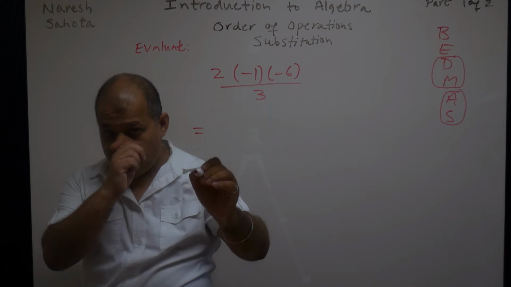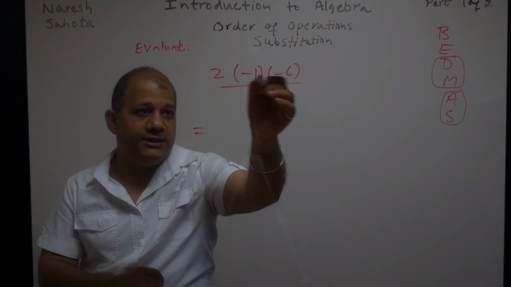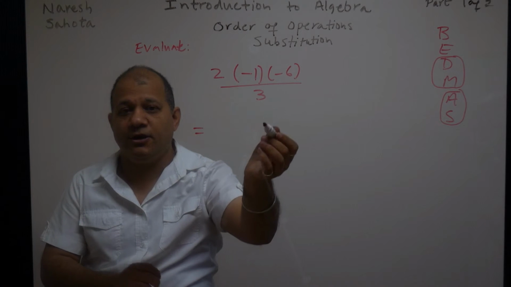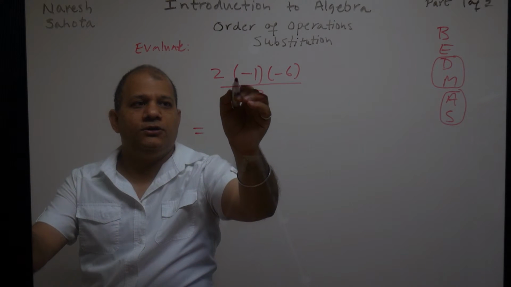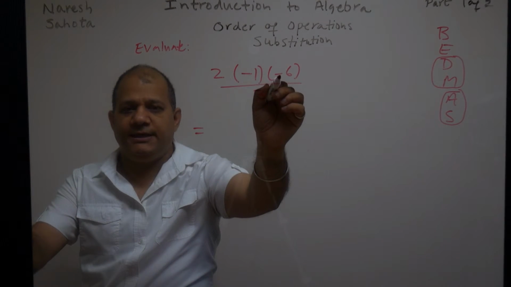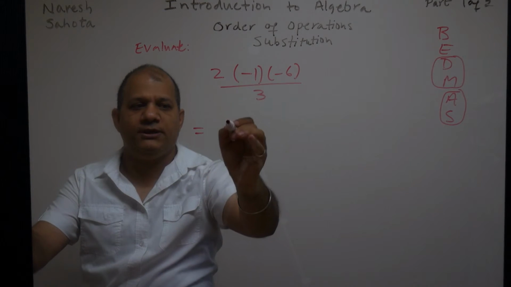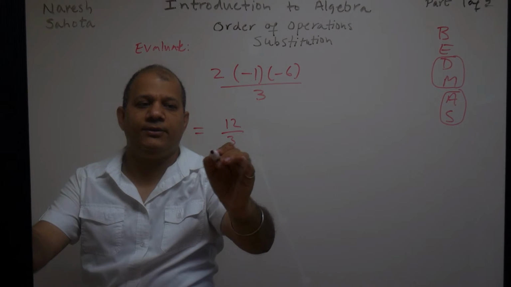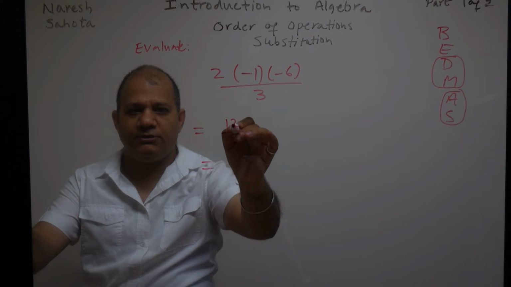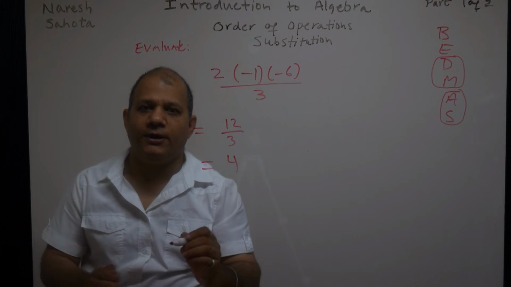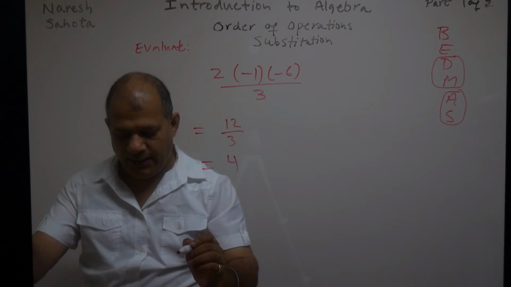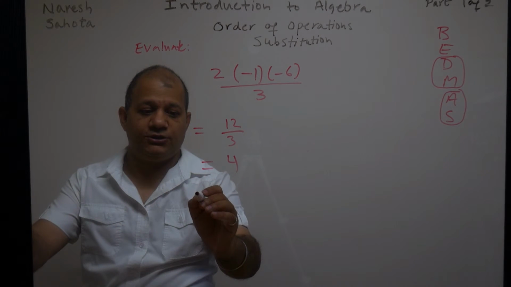Okay, so we can do brackets first, or in this case the numerator first and then the denominator. So negative times negative is going to be positive. So 2 times 6 is 12, 12 times 1 is 12, and all over 3, and this reduces to 12 divided by 3 is 4, and we're done. Okay, so now next question.